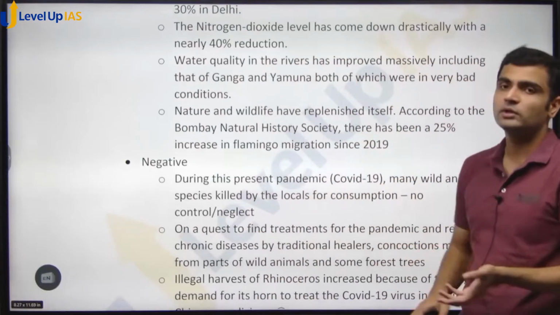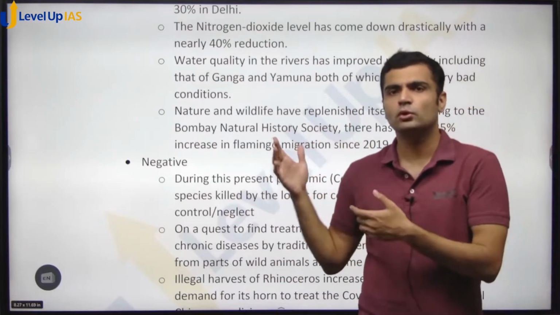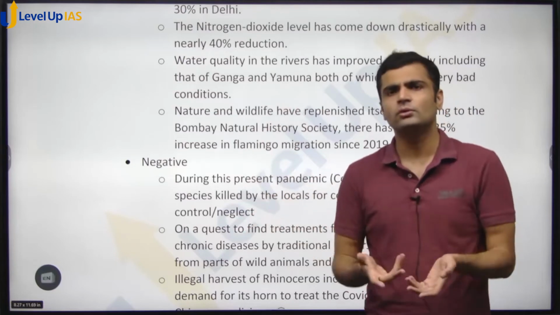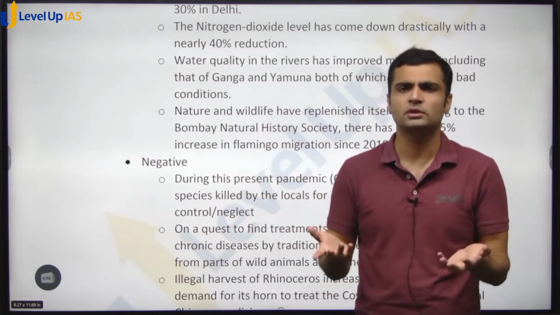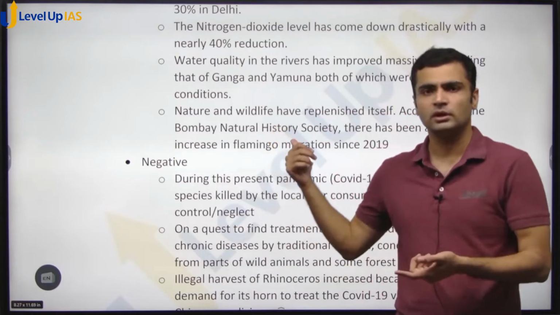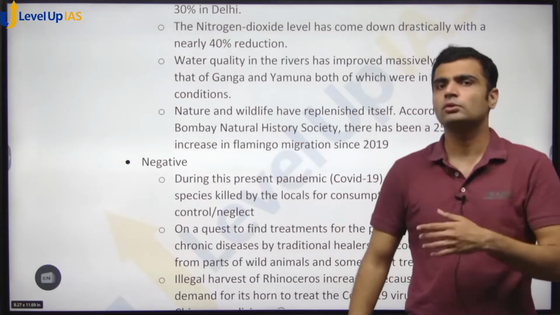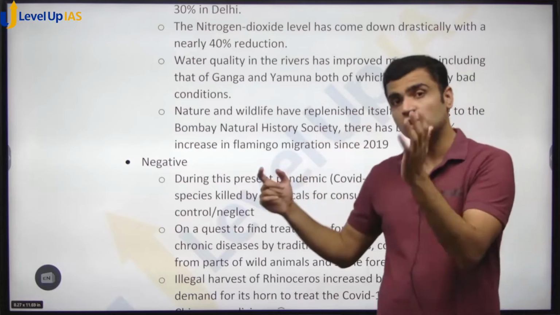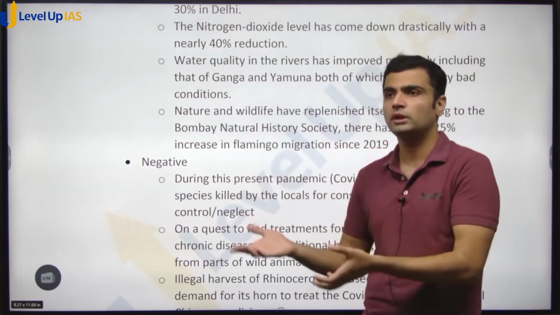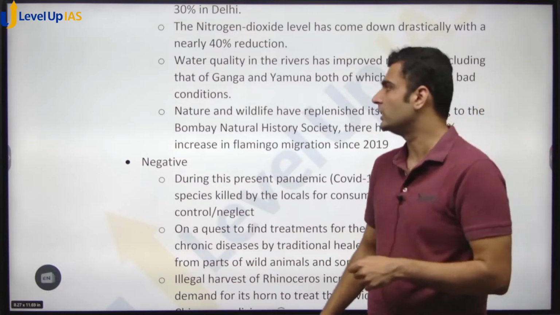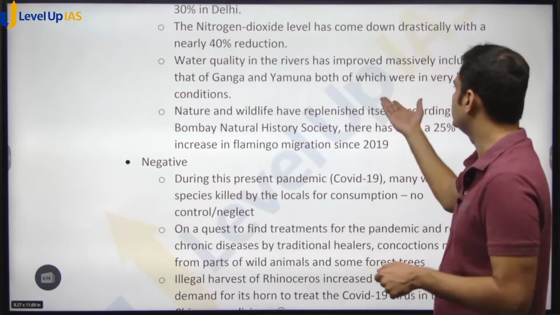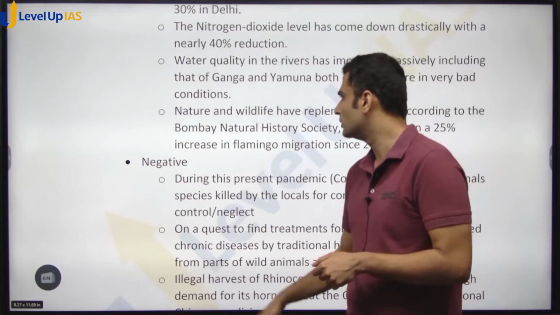Water quality in rivers. We don't just stick to air pollution, include all kinds of pollution like water pollution, river pollution, soil pollution, air pollution. Even you can include noise pollution, which I have not included. So noise pollution also reduced. So it would be better for birds, etc., especially in urban areas. So water quality in Ganga and Yamuna improved.